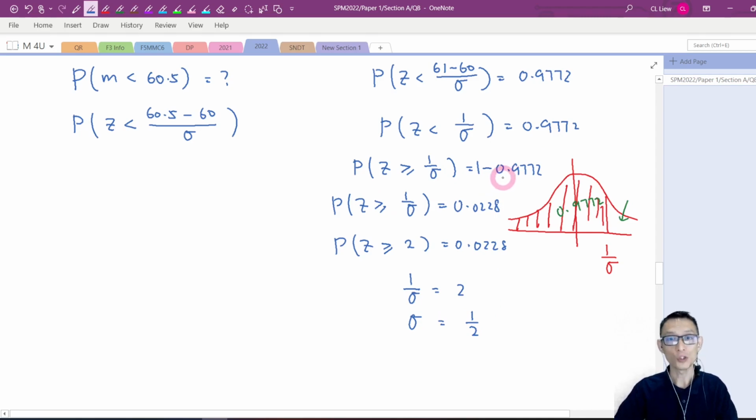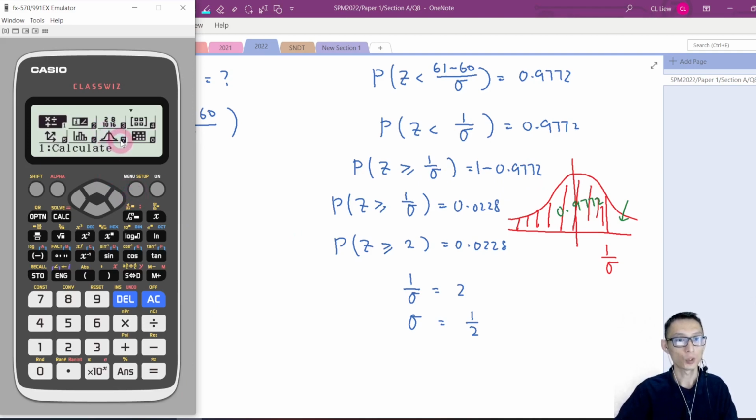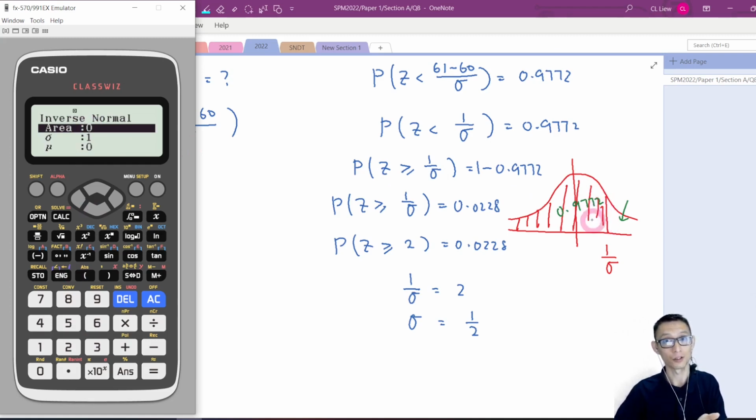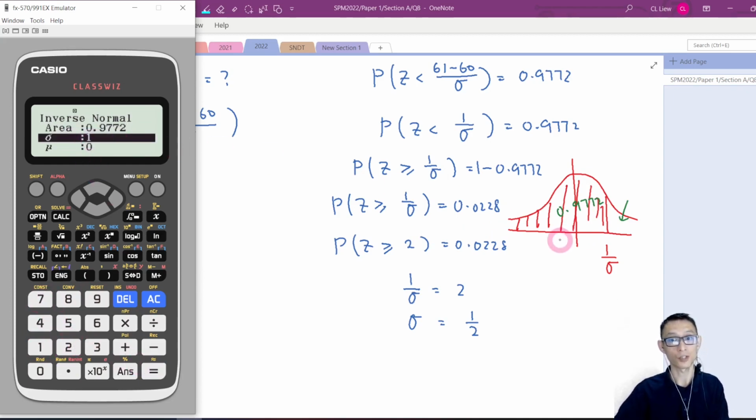Okay, let's say if you want to use your calculator, you don't have to do it this way, you can just do it this way. Press menu, go for distribution, and then go for inverse normal. Okay, the area, this one is less than. Okay, be careful, this is less than. So we are going to key in the area here, which is 0.9772. And this is standard normal distribution, right? Standard deviation is equal to 1 and the mean is equal to 0. Okay, correct. Now you will get 1.999, so it's very close to 2.